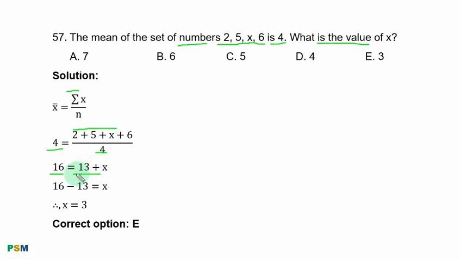To get S, you transfer 13 to the left hand side. You have 16 minus 13 equal to S. Therefore, S is equal to 3. The correct option is E.